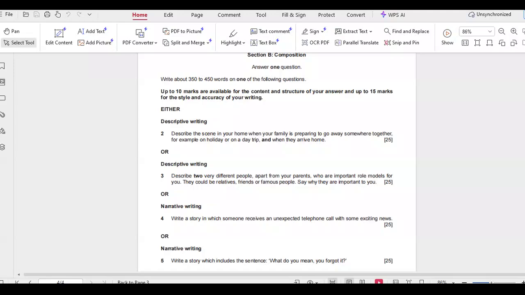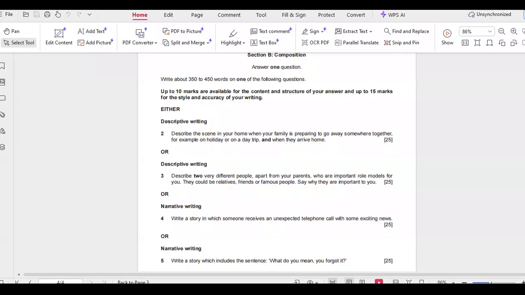And for the ending, you're going to talk about how the family shared the memory of the trip and the feeling that the family has. So this is an appropriate plan to attempt. The next option for the descriptive is to describe 2 very different people, apart from your parents, who are important role models for you. They could be your relatives, friends, or famous people. Say why they are important to you.